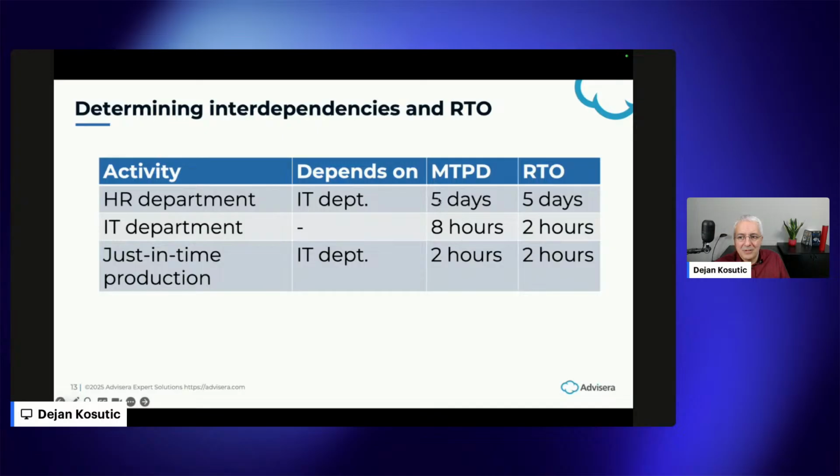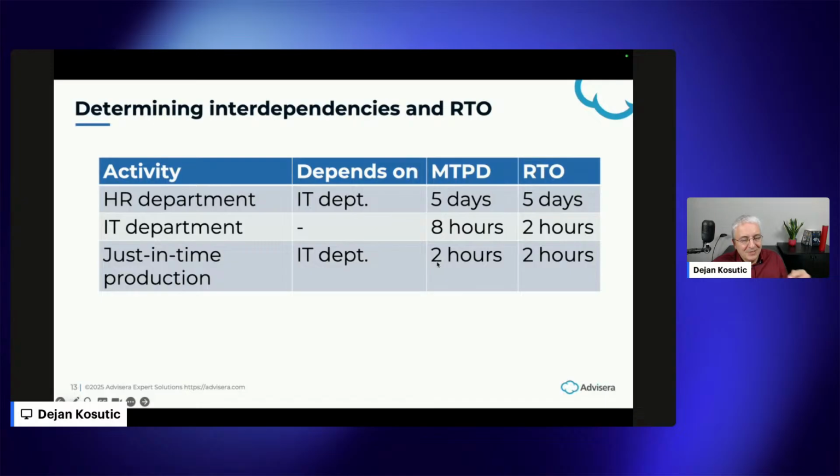So if you notice here, MTPD for the HR department is 5 days, because usually you don't have to recover the HR department very quickly if a disruption occurs. However, for this particular company, obviously this just-in-time production is very important, so they want to recover it within 2 hours. Now, where's the problem? The problem is that they depend on the IT department to do this. If the IT department recovers within 8 hours, these guys will not make it in 2 hours, right?